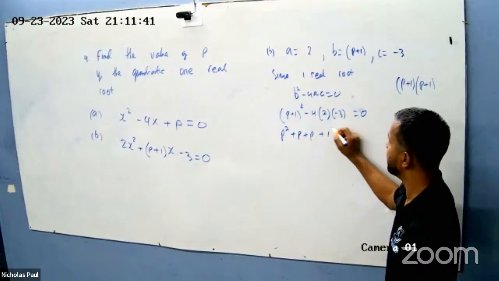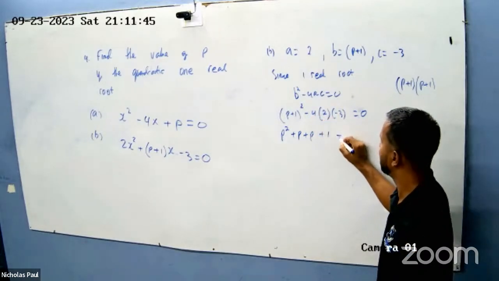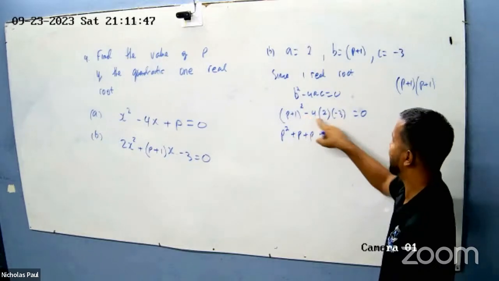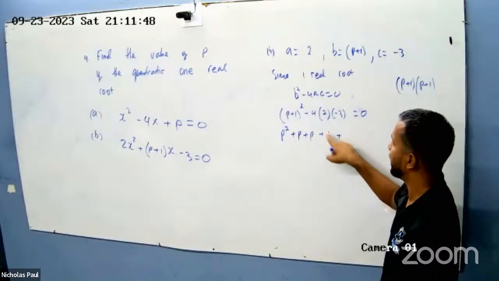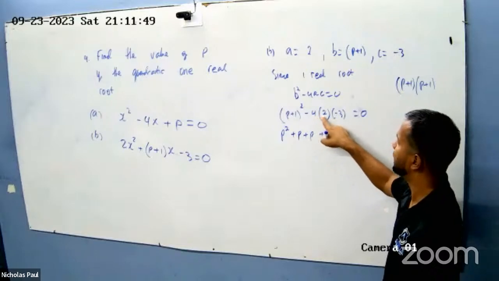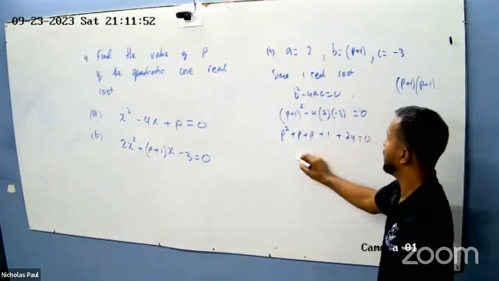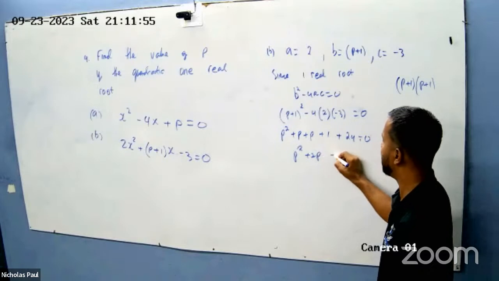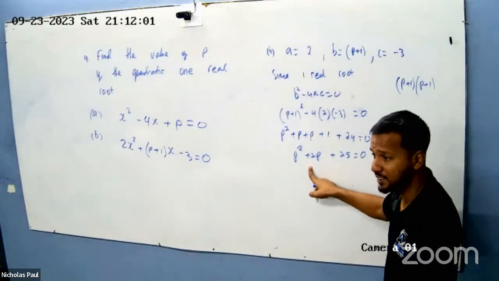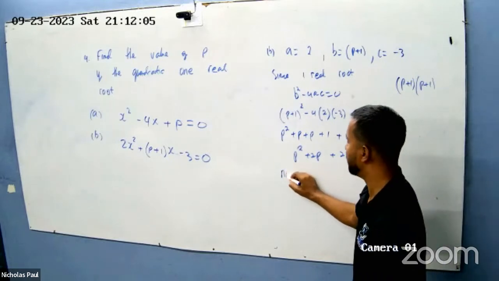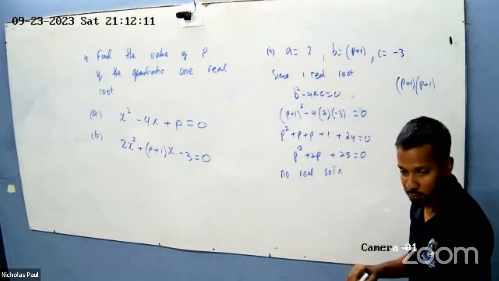So when you reach here, 4 times 2 is 8, 8 times 3 is 24. So you're going to get p squared plus 2p plus 25 is equal to 0. This is a quadratic and we have to solve it. But sadly, because I made it up, it has no real solution. It didn't work out.